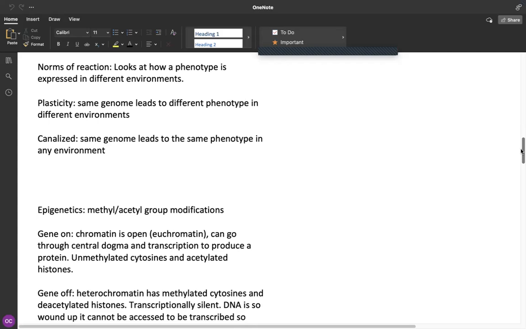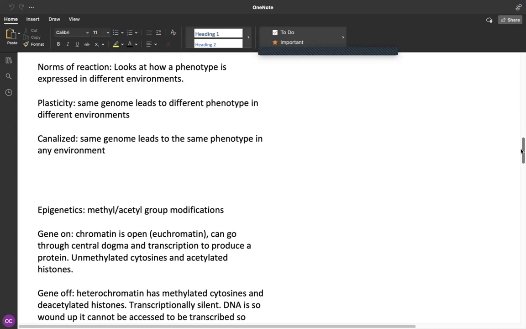Norms of reaction are graphs looking at how a phenotype is expressed in different environments. So you're taking an individual, you're not altering their genetic sequence or the way the genetic sequence is being expressed yourself. You're just putting them in a different environment to see how the phenotype changes.